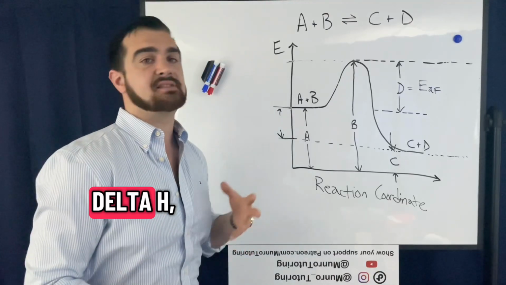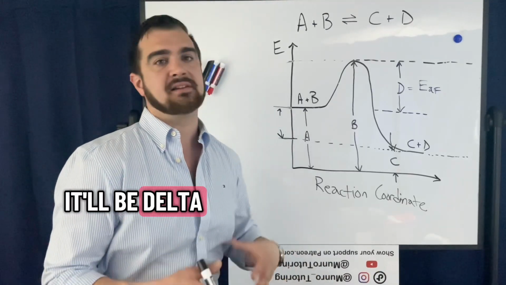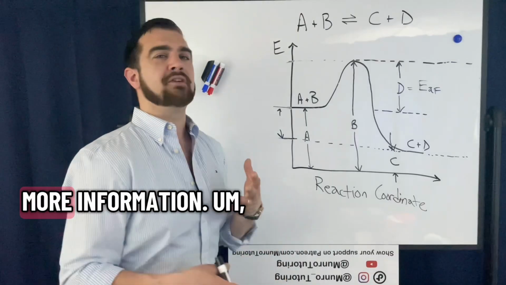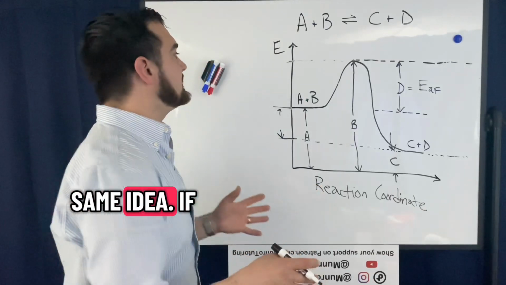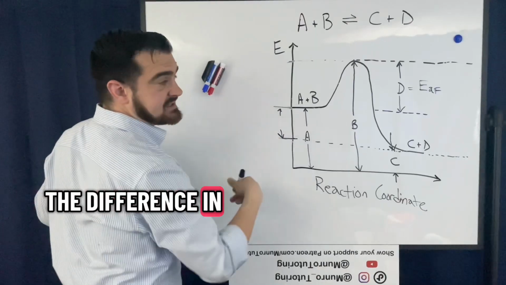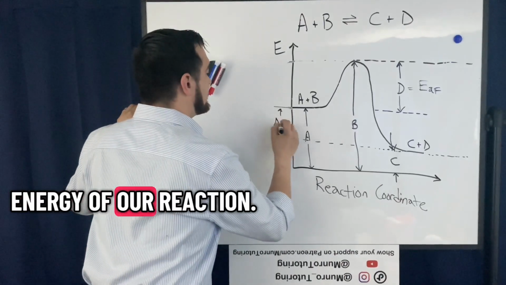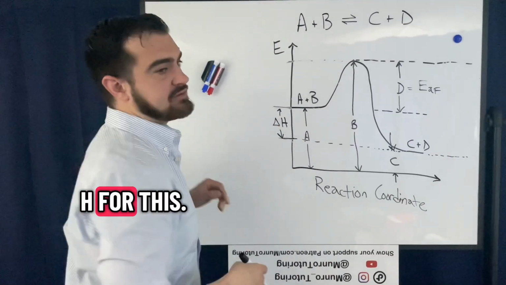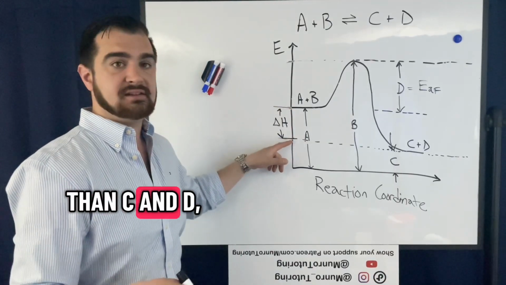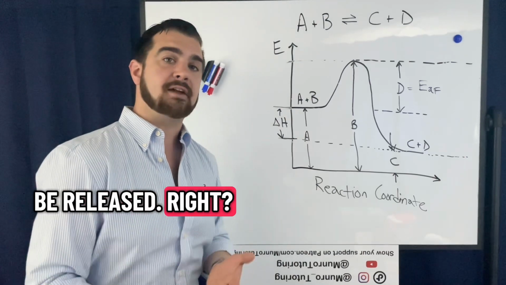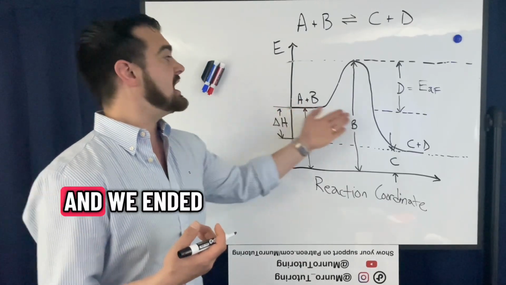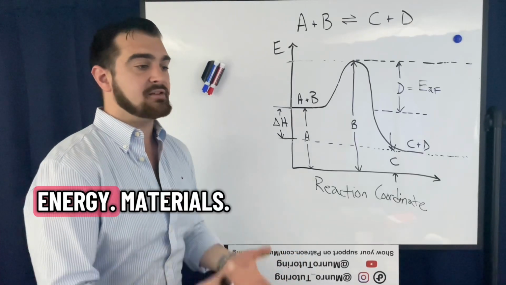Sometimes you'll see this written as delta H, which is enthalpy. Other times it'll be delta G, which is the Gibbs free energy. It's the same idea basically. Delta G gives you a little more information, but it's the same idea. If our reactants are here, our products are here, the difference in energy is going to be the energy of our reaction, and I'm just going to use delta H for this. And so that's the enthalpy. If A and B are higher than C and D, then that means energy is going to be released, right? We started with more energy or more highly energetic starting materials, and we ended up with lower energy materials.